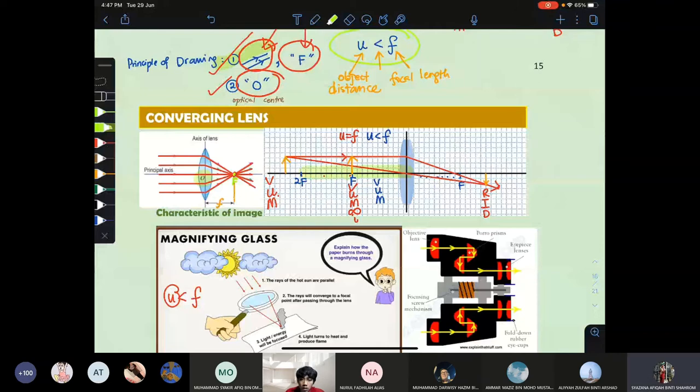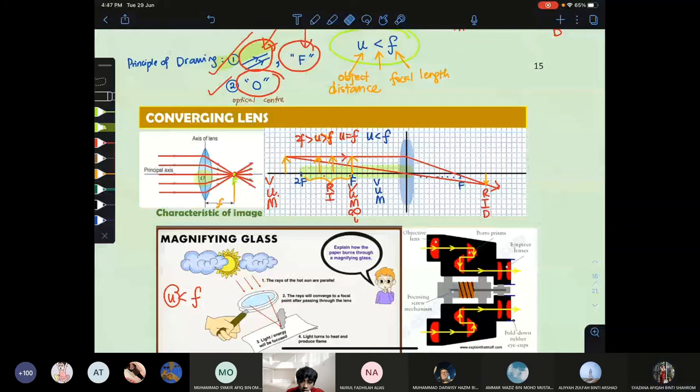So next, what if the object is in between F and 2F? Kat mana-mana lah. Sini ke, sini ke. So anywhere in between F dengan 2F. Okay, kita kata U is more than F, but less than 2F. So what are the characteristics? Masih lagi virtual? The answer is no. Dia dah jadi real, inverted, but diminish.